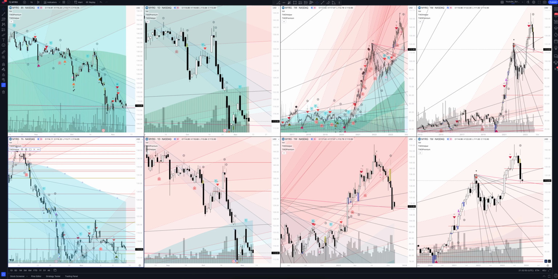Today we will take a look at MYR Group Inc. stock. Let's analyze the market situation and find out how you can make money on it. Let's start.